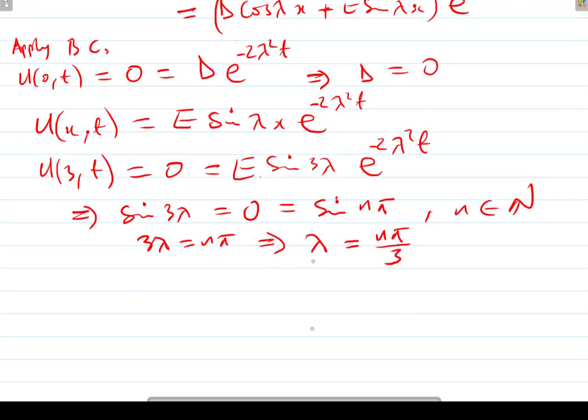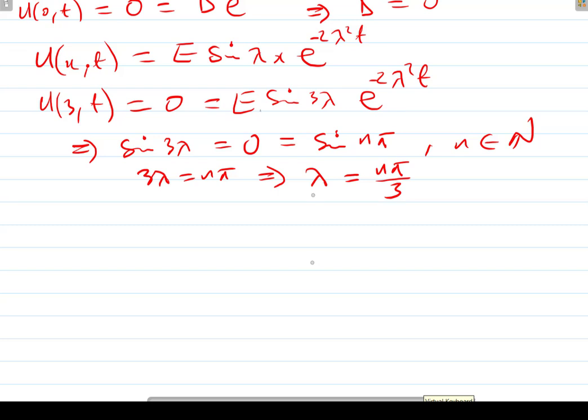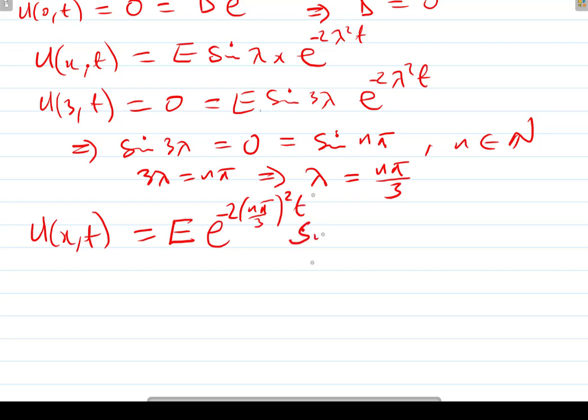Okay, if that is the case, then now our u(x,t) becomes... at this point we still have E, we have not found what E is, so E is still there. Let me now start with this. Lambda we have found: it's (nπ/3)², and then t, like this, and here we have sine again, where lambda is nπ/3 x.